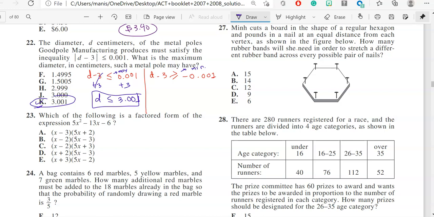Let's look at question number 23. Which of the following is a factored form of the expression 5x squared minus 13x minus 6? There are multiple ways to do this. You can factorize this, or you can look at these choices over here. So I will just pick choice C. If I multiply this, 5x squared plus 3x, this will be minus 10x. So that's not going to work for me. Okay, so let's look over here.